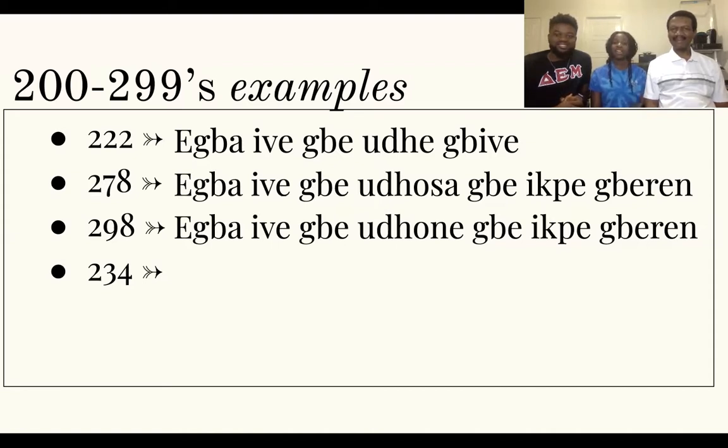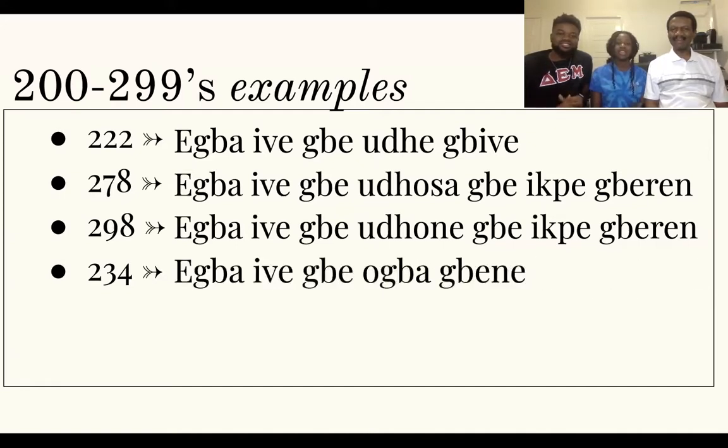Now that you're back, 234 is Egba Ive Be Oba Bene Bene. Did you get it right? If not, no need to worry. Let me quickly run through the numbers. 222 is Egba Ive Be Udik Bive. 278 is Egba Ive Be Udosa Be Ibe Baron. 298 is Egba Ive Be Udone Be Ibe Baron.